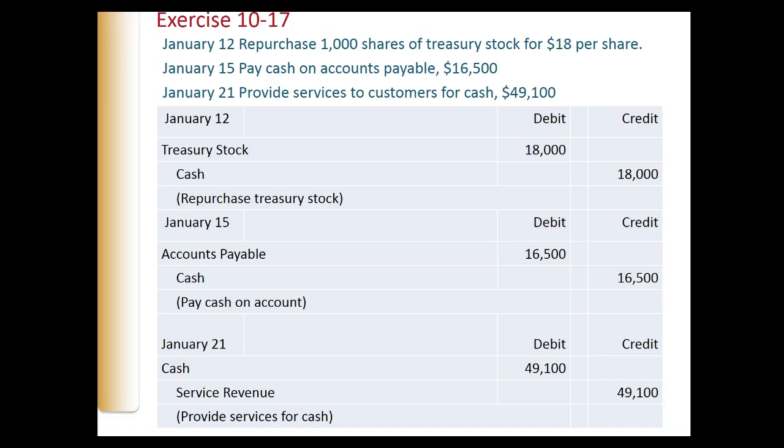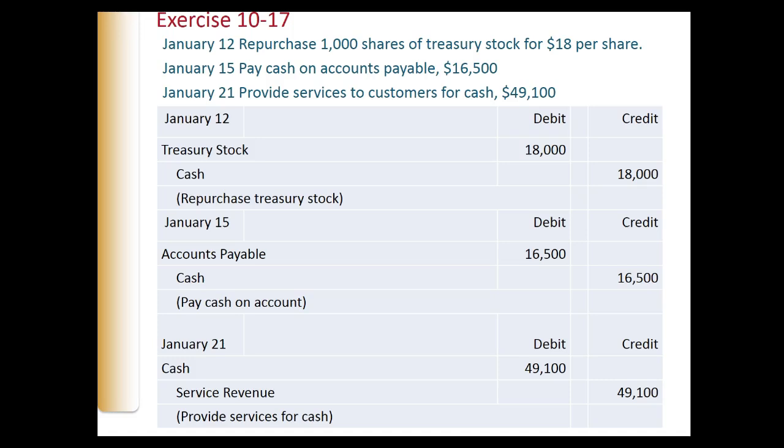Remember, treasury stock is part of the stockholders' equity section. It reduces stockholders' equity because we're buying back our own company shares. On January 15th, pay cash on accounts payable, $16,500. So this is reducing our liability. We will debit a liability of $16,500. We will credit cash, showing we paid cash on account.